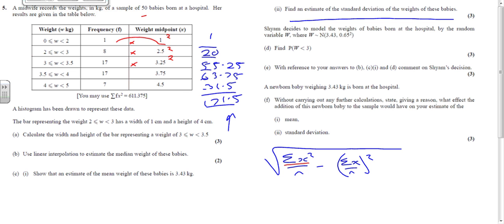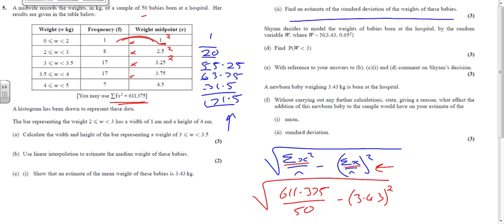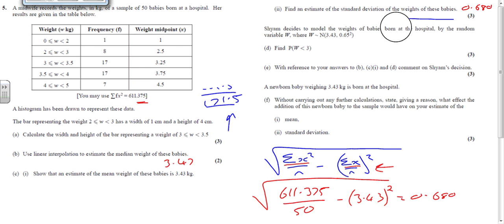Now this question has been rather kind to us, and it's told us what the sum of x squared times the frequency is. So they've already given us that number, which is 611.375. And what we do is we divide that by the total number, which is 50. Then we take away the sum of x over n, squared. Now, this sum of x over n is how you find the mean. So that's going to be 3.43 squared. Once we've done that, we square root it. And that gives us 0.680. So 0.680. It's worth saying this was 3.47, so we're going to need to use all this in a second.